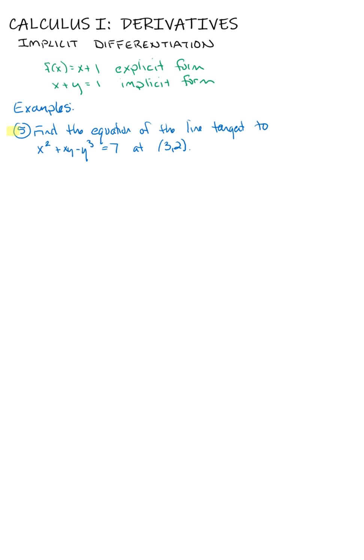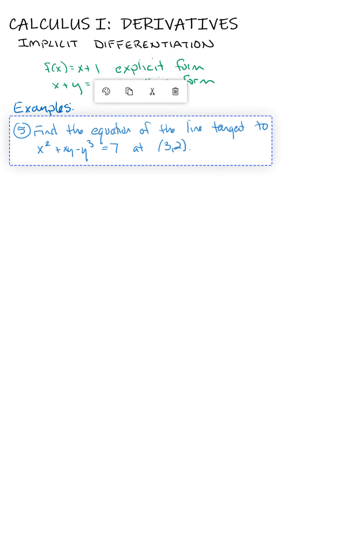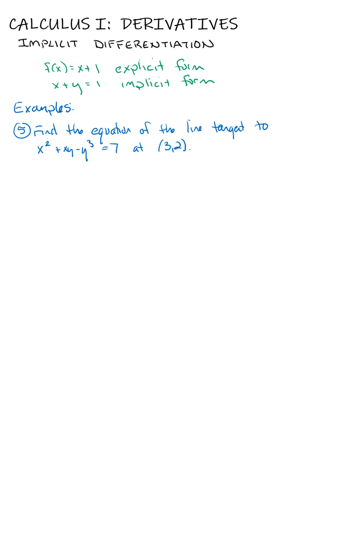So let's take a look at example 5 here. We want to find the equation of the line tangent to x squared plus xy minus y cubed equal to 7 at the point 3, 2. Now remember, in order to find the equation of a line, we will need to find the slope of the tangent line, and we'll need, of course, a point. Now we have the point 3, 2, but we will need the slope of the tangent line.